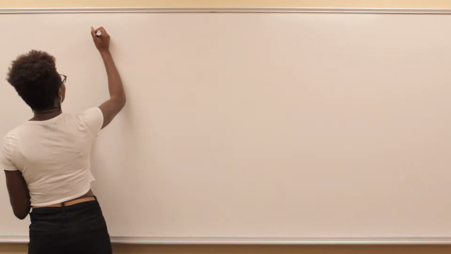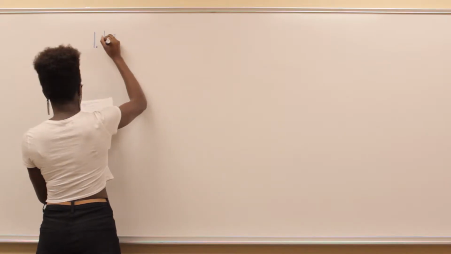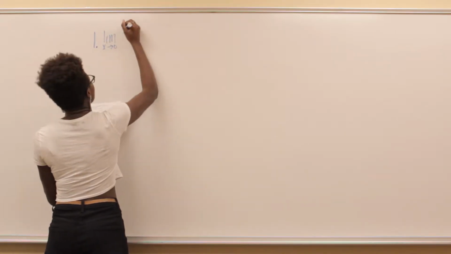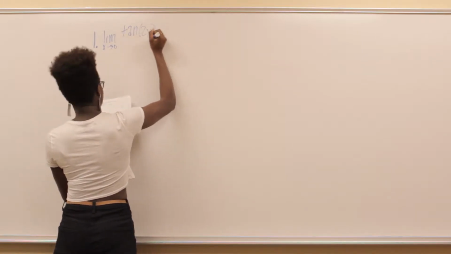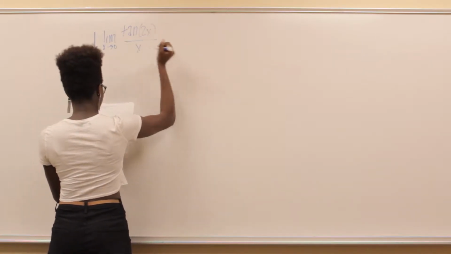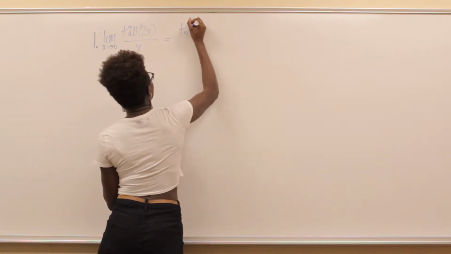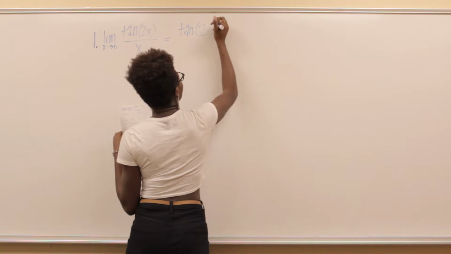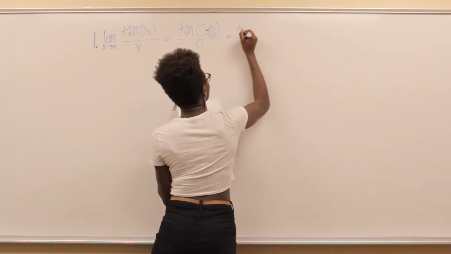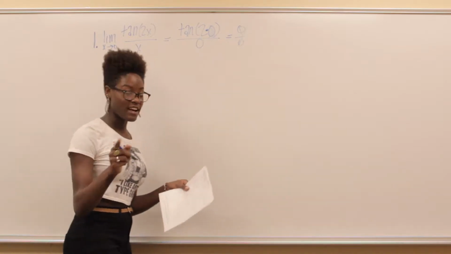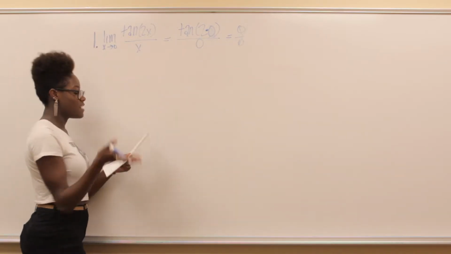Number 1. The limit as x approaches 0 of tangent 2x over x. So first you plug in 0 to see if that works, which equals 0 over 0, and that is undefined. So then you have to make this look different so that you can do it.